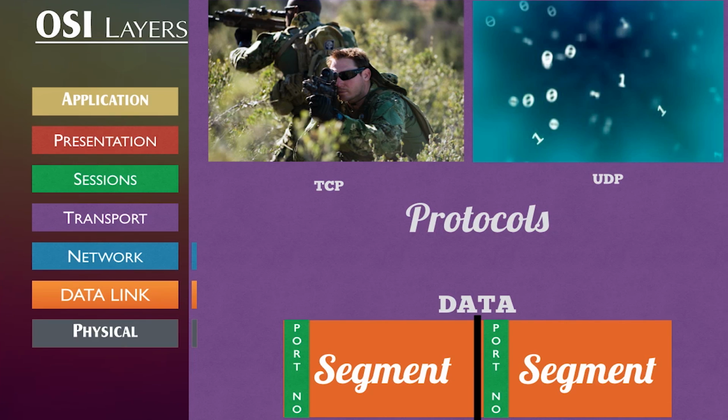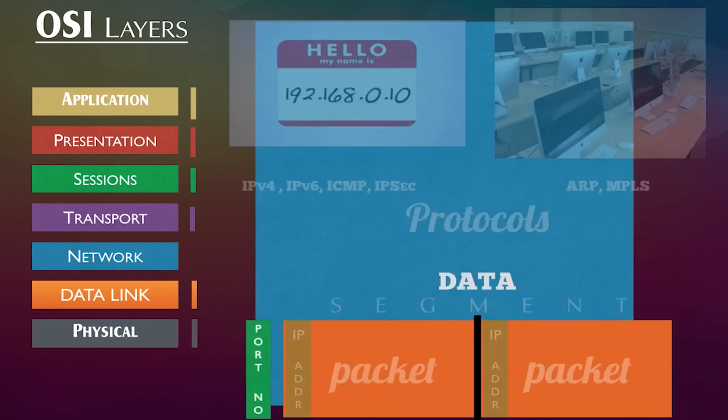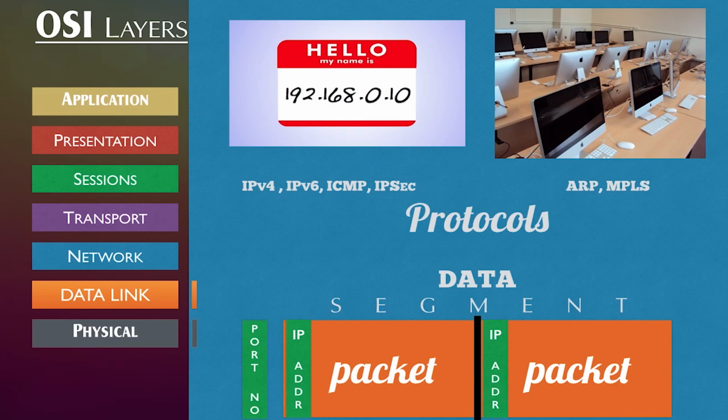Let's go to the next layer, which is the network layer. Now the network layer is where your IP address comes into the picture. That is why routers are all layer 3 devices, because routers deal with your IP address and that helps in routing your traffic, routing the data to a particular computer on the network. So popular protocols are IP version 4, version 6, ICMP, IPsec for VPN connection, ARP and MPLS.